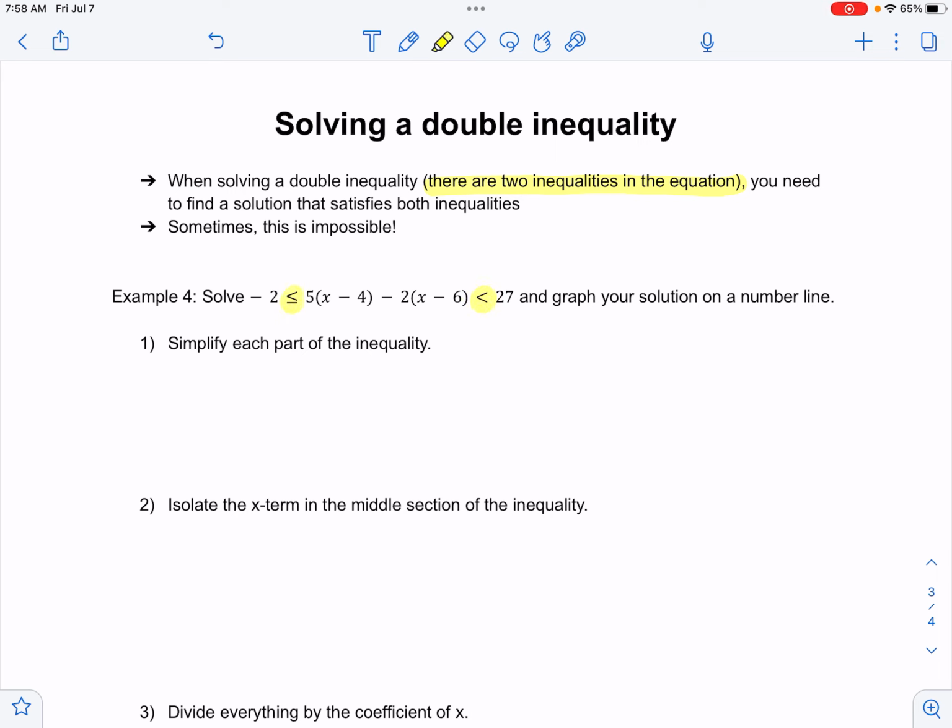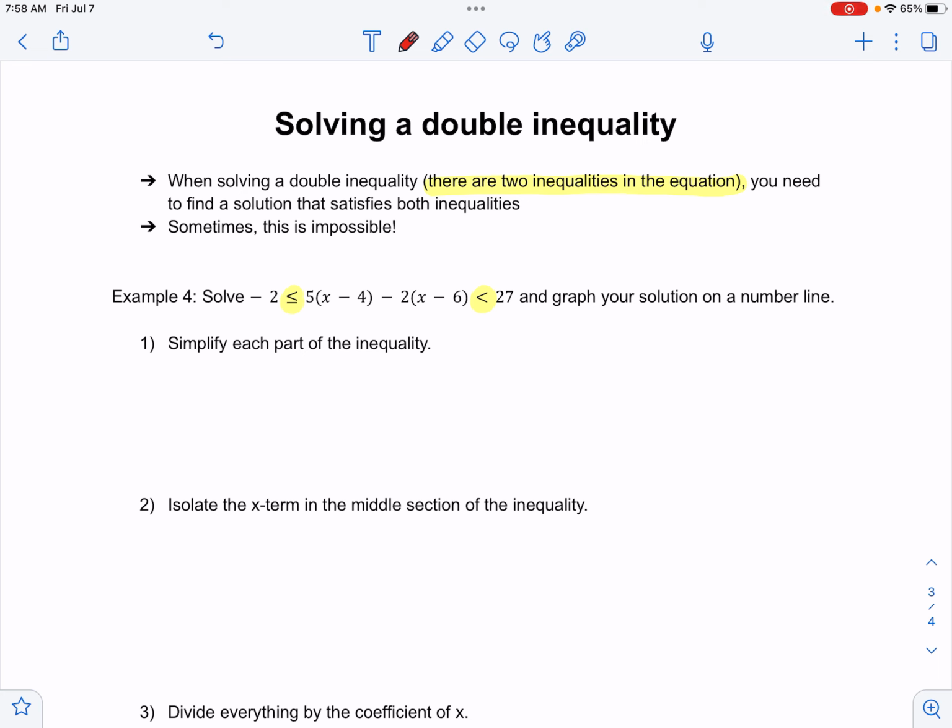There's sort of a range. X is going to be in the middle of these two numbers, but we have to do a little bit of math before we can get to those two numbers. What we are trying to do is find a solution that is going to satisfy both inequalities, as in the one on the left and the one on the right. Sometimes this is going to be impossible, but most of the time it is going to work out.